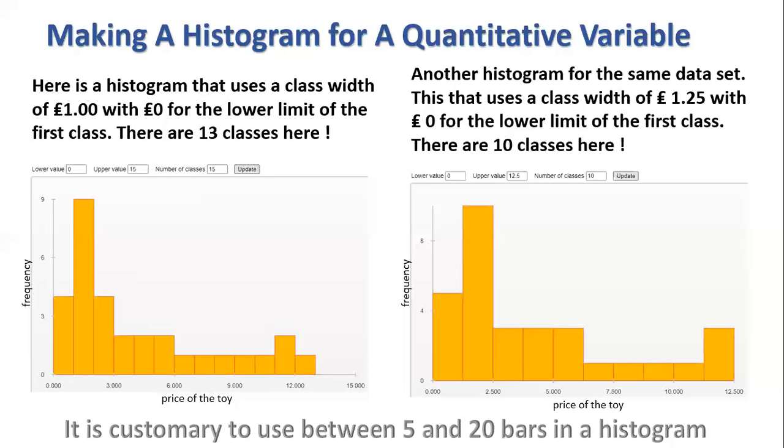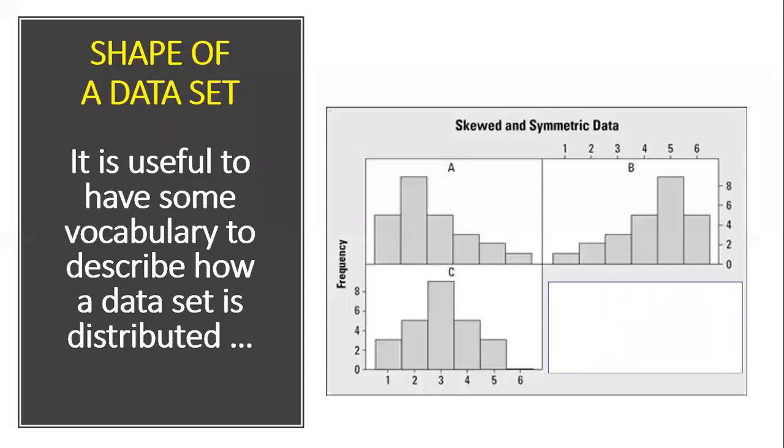Last thing we want to talk about in this video, now that we've introduced the idea of a histogram, is to talk about shapes of data sets. Here are some histograms for some different data variables. And you can see that they have different shapes to them. It's going to be useful for us going forward to have some basic vocabulary to describe how a data set is distributed.